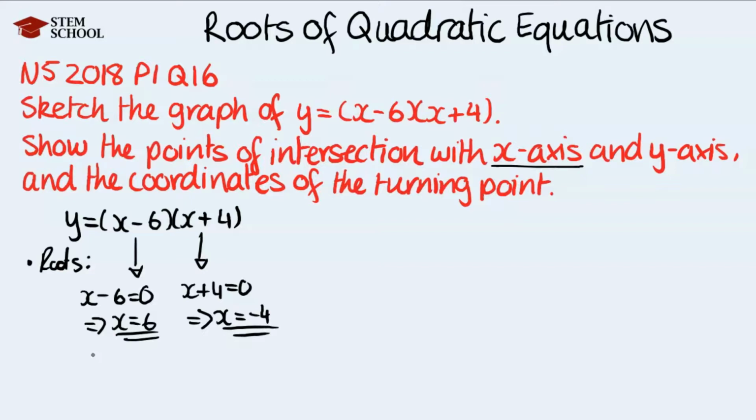So if you want to write it in coordinate form, it will be 6, 0, and then minus 4, 0, just like that. So that's us done the first bit already, finding the roots of the quadratic equation. Now what we want to do is find where the curve intersects with the y-axis, right? So let's do that, y-axis intersect.